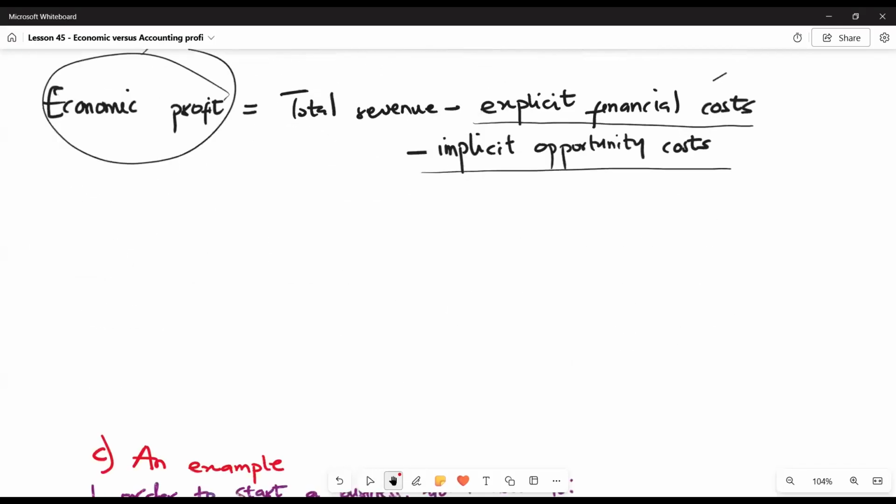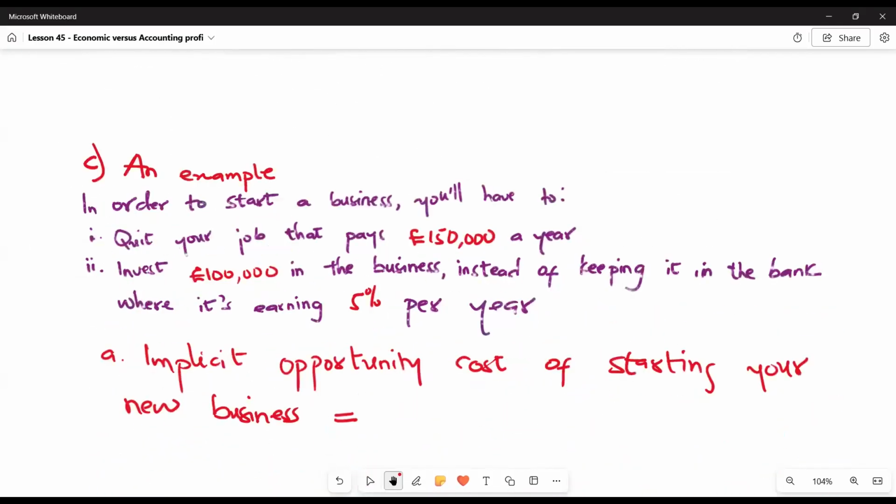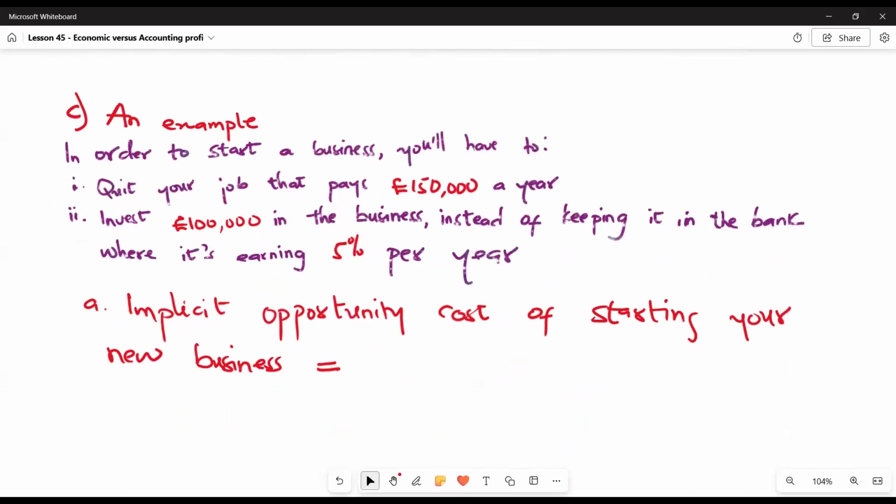So let's look at an example of economic profit. Let's assume that in order to start your business, you have to quit your job, and your job is currently paying you £150,000 a year. And apart from that, in starting the new business, you have to invest £100,000 in this business. Now, what you can do with this £100,000 instead of investing it in a business is probably keep it in a bank and earn 5% interest on it per year.